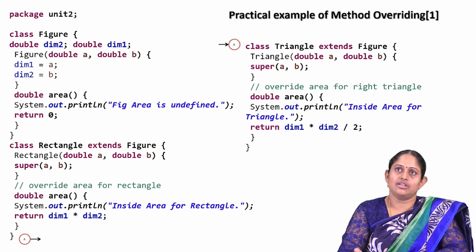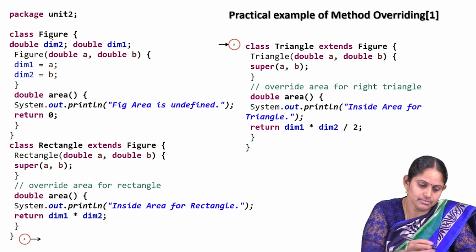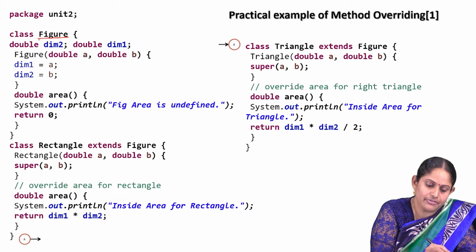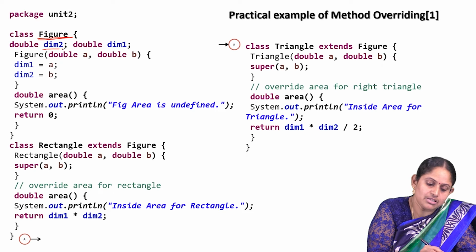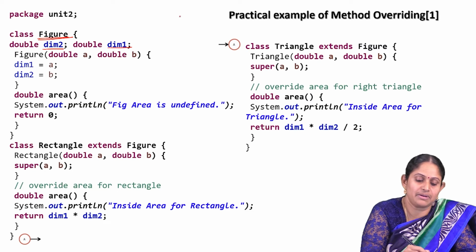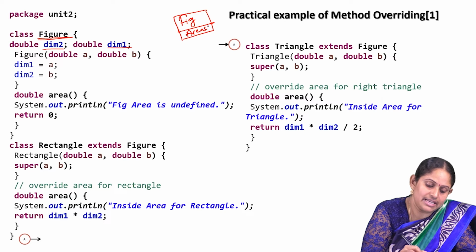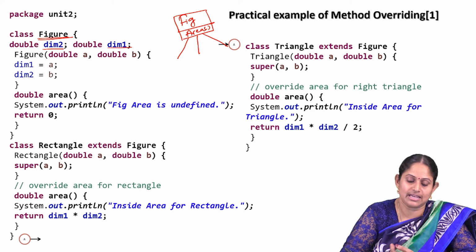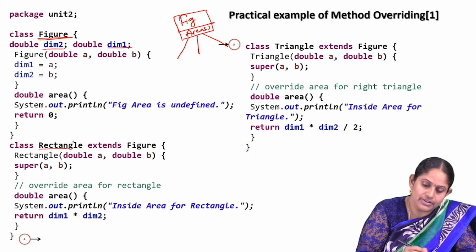Now let's look into one more example of method overriding. So here we have a class named Figure. Inside that Figure class, we have instance variables, two dimensions. This is based on our example wherein we need to find the area of a figure. Inside that Figure class we have an area method. This Figure class can be used to find the area of a rectangle, square, circle, anything which we want. So here we are finding the areas of a rectangle and a triangle.